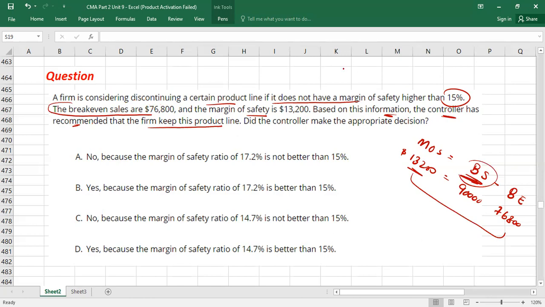Why should we keep it? Because the margin of safety is greater than 15%. This is what the controller is saying. That's why the controller is saying keep this product, don't discontinue. So then they're asking, did the controller make the appropriate decision?